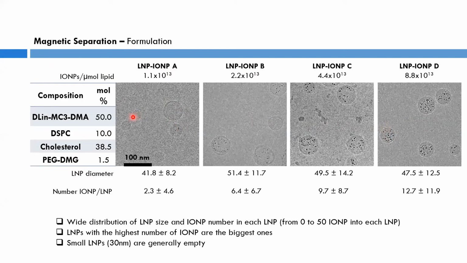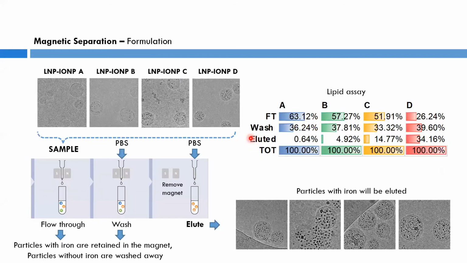However, we still have differences in size between LNPs, and also differences in incorporation of these iron oxide particles. There are LNPs that are completely empty, and other LNPs that instead have up to 50 iron oxide per particle. Therefore, we decided to run this sample through a magnetic column and see if our magnetic column could retain these iron oxide particles, and if we could get rid of the empty LNPs. So the samples were loaded in a magnetic column in the presence of a magnet.